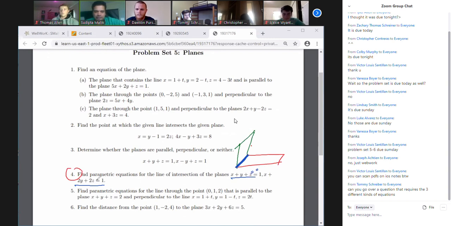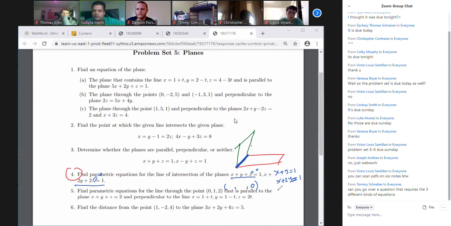So your answer may not be the same as my answer, but it is equivalent. If you plug in z equals 0, then the point you're looking at will look like this, right? So now if you plug in z equals 0, what equations will you get? x plus y equals 1, x plus 2y equals 1. So now you can solve for x and y.